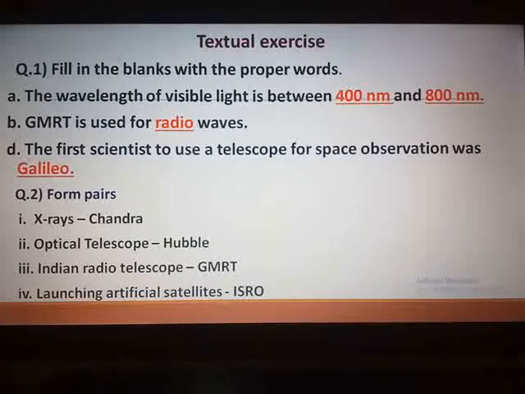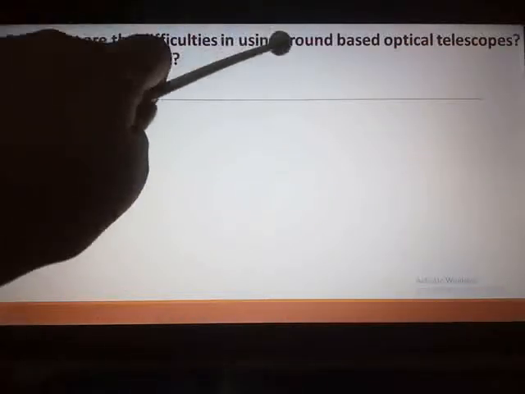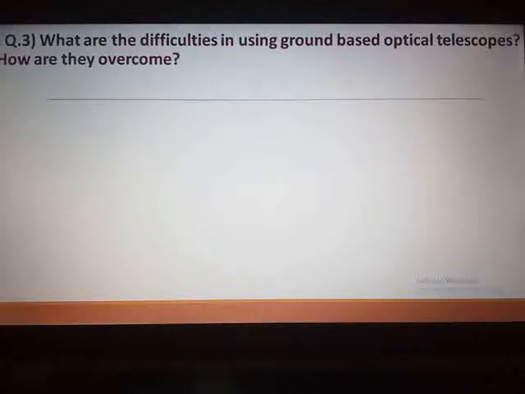Question number 3 is a brief question. What are the difficulties in using ground-based optical telescopes? That is, the earth-based optical telescopes. How are they overcome? Just now we had seen the different difficulties faced when you use earth-based telescopes: about the sunlight, about the nighttime problems, about the absorption of light in the universe. So you have to mark the points in the textbook. Refer to page number 213 for marking the answer and carefully mark.